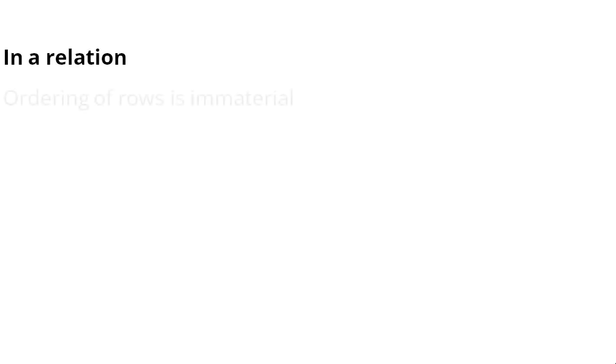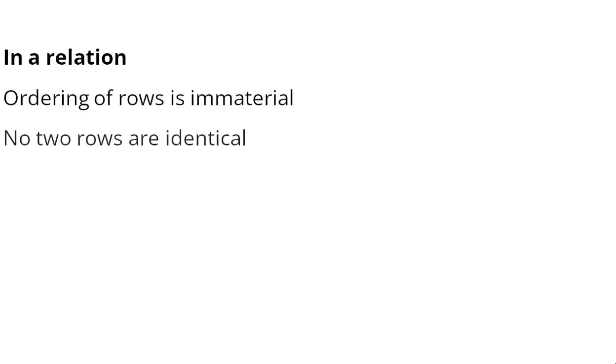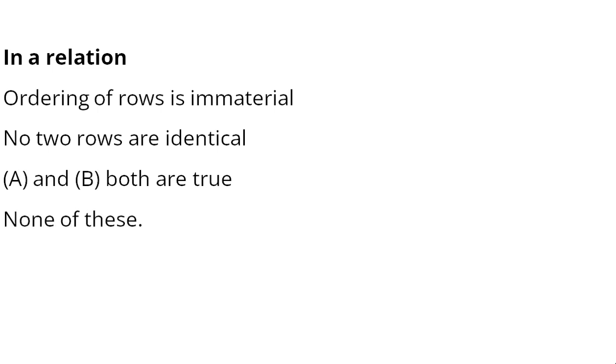In a relation, ordering of row is immaterial. No two rows are identical. A and B both are true, or none of these. And the correct option is A and B both are true.